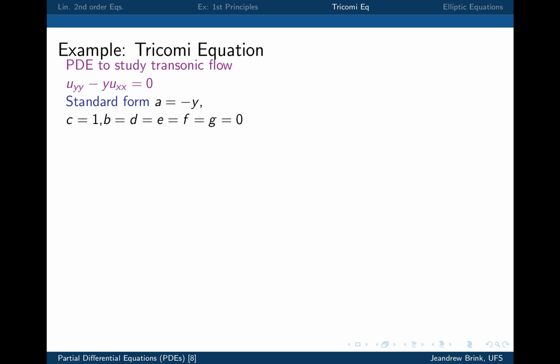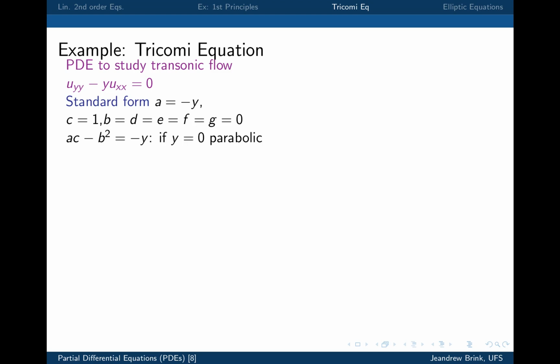And so when you write it in that form, the thing that goes into the square root and determines the type is simply AC minus B squared, which equals minus y. So this equation, you can now see if y is positive, this thing is negative. If it's 0, it's 0. And if y is negative, this thing is positive. So depending on the sign of y, in other words, whether you're in the upper half plane or the lower half plane or on the axis, you have different types of equations.